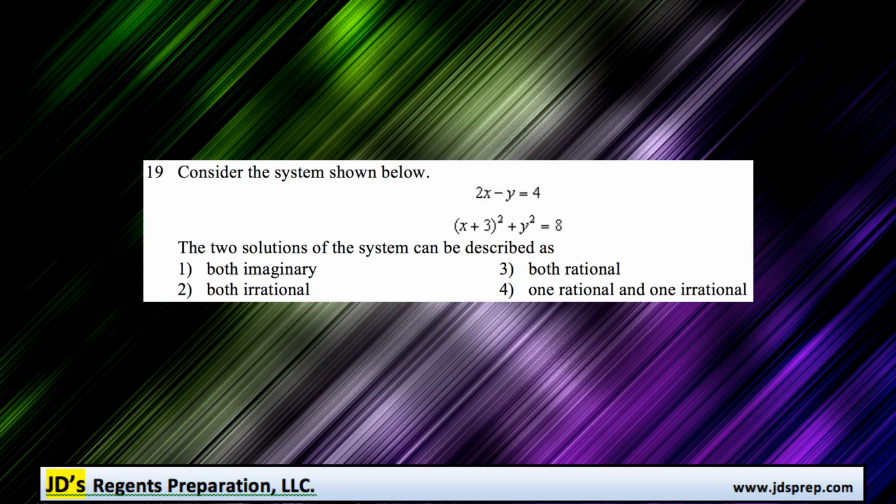This is problem number 19 from the August 2017 Algebra 2 exam. In this question, we're given a system of equations, and we're trying to find if the two solutions of the system are both imaginary, both rational, or one rational and one irrational. So basically, we're trying to figure out what the solutions of the system are, and then we can figure out the answer based on that.